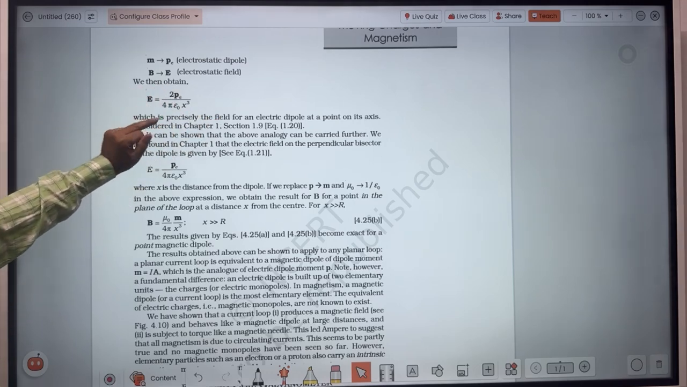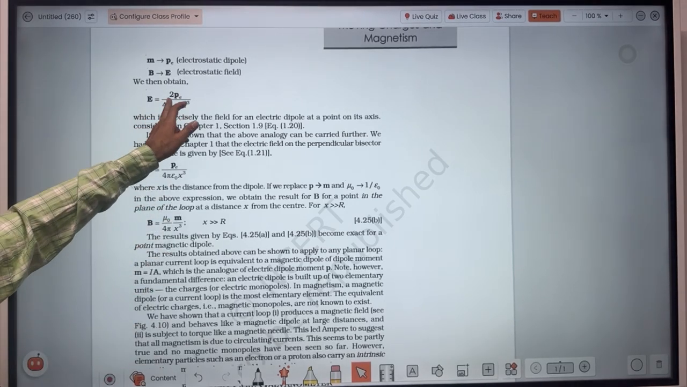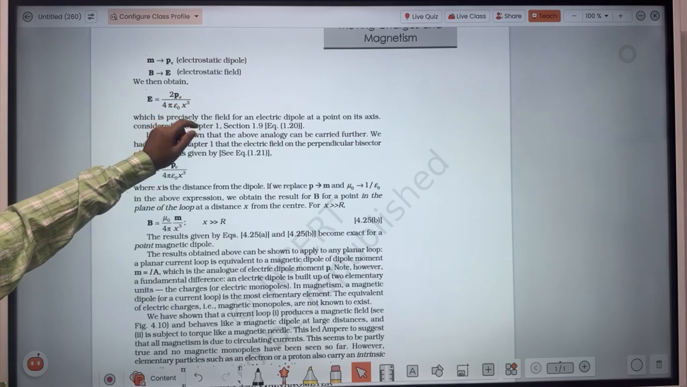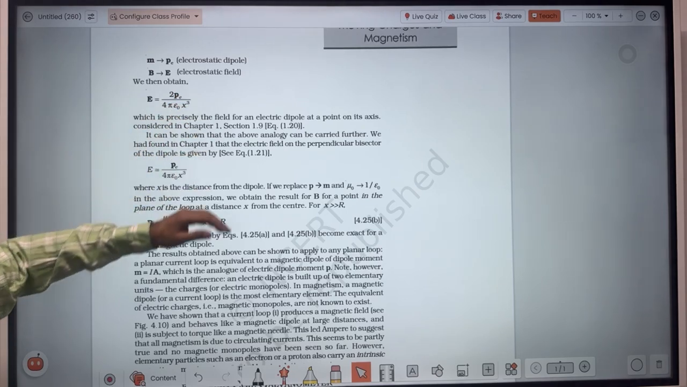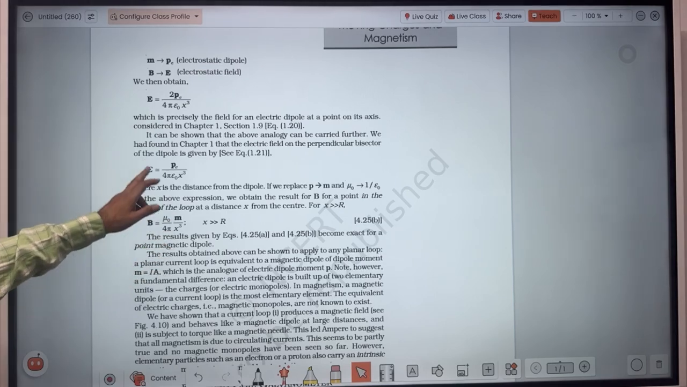So we have got the relation that we have already derived, that the electric field due to a dipole at its axial point is given by twice of the dipole moment divided by 4 pi epsilon naught x cube, where x is the distance from the pole, right?